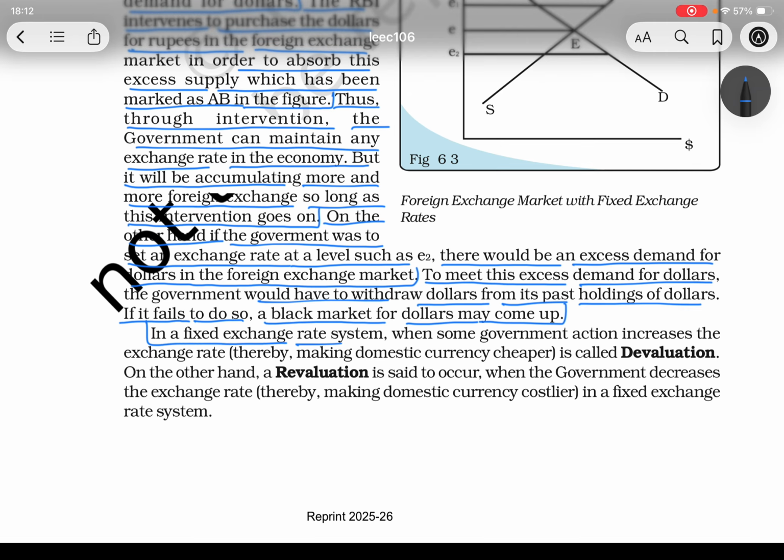In a fixed exchange rate system, when some government action increases the exchange rate, thereby making domestic currency cheaper, it is called devaluation. On the other hand, a revaluation is said to occur when the government decreases the exchange rate, thereby making domestic currency costlier in a fixed exchange rate system.